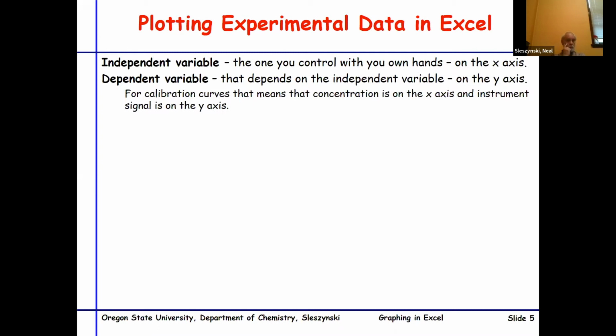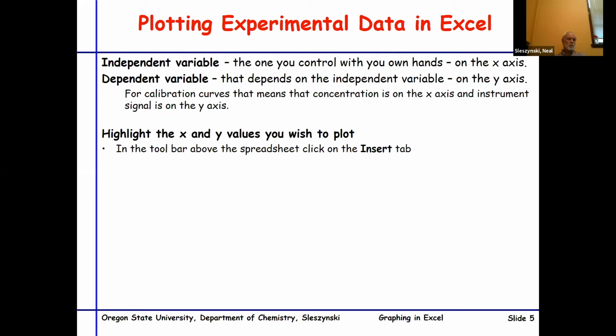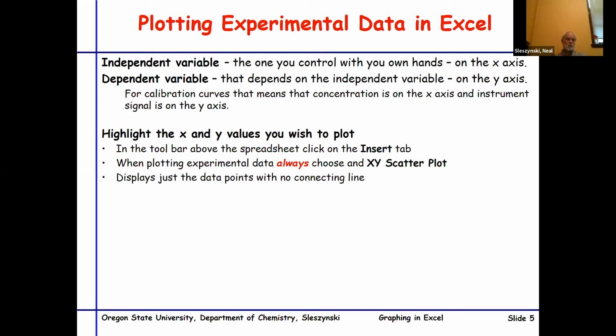Let's go through the individual steps that we need to accomplish to put these graphs together. The first thing is we're going to highlight the x and y values we wish to plot. They should be either in neighboring columns or neighboring rows, and we will highlight both columns or both rows. We will then go into the toolbar above the spreadsheet and click on the Insert tab. We're going to insert a graph, and when we plot experimental data, we always choose the XY scatter plot, otherwise we're not going to get any useful information.